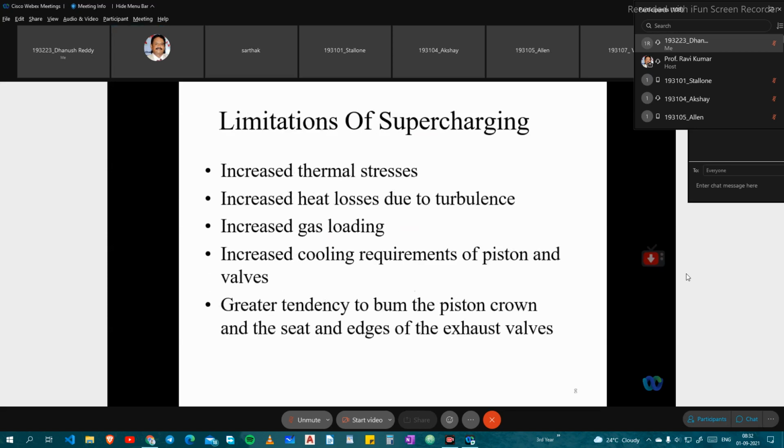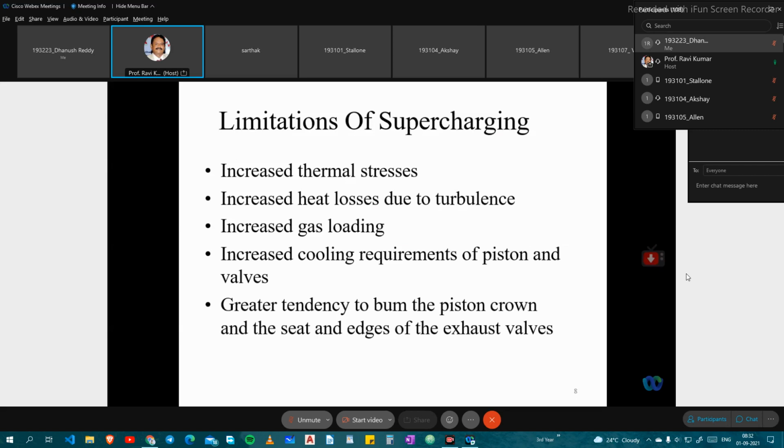Now the limitations of supercharging: where you have to connect it and how, increased thermal stresses, and increased heat loss due to turbulence. Because of connecting the centrifugal blower, Vane blower, or Roots supercharger, the heat losses increase due to turbulence, along with increased gas loading and increased cooling requirement for the piston and valves. If the power rating is higher, this will happen. Good combustion means good temperature develops also. Because of the temperature, the internal sleeves and liners will be heated up, increasing the cooling rate.